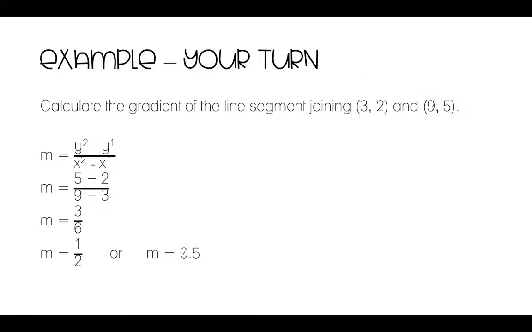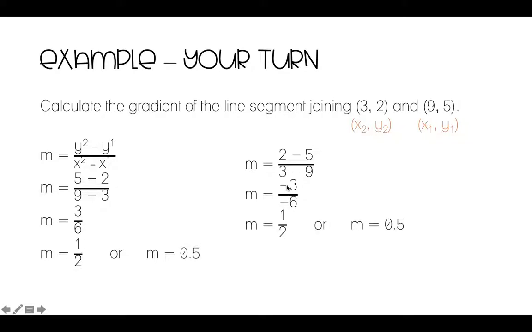Now we're going to swap these values and make this one now our x2, y2 and this one our x1, y1. We're doing that because I want you to see that it won't matter which way you do it. So I want you to pause it again, substitute those values now, the different ones, into here and see what you come out with. So you should have had 2 take away 5 over 3 take away 9, which gives us -3 over -6, and we know that 2 negatives make a positive, so we end up with 1/2, a positive half, or 0.5.